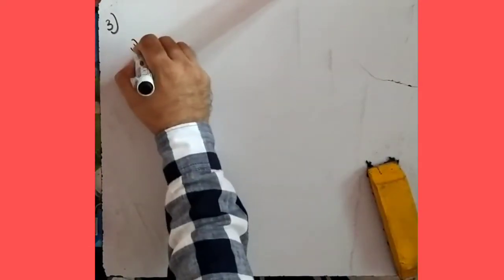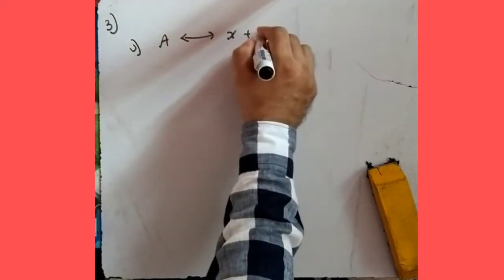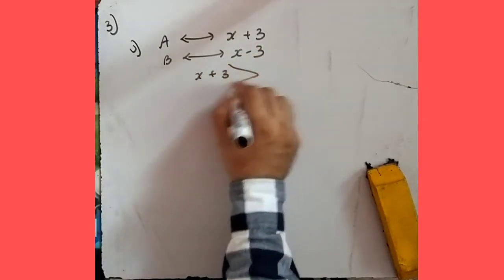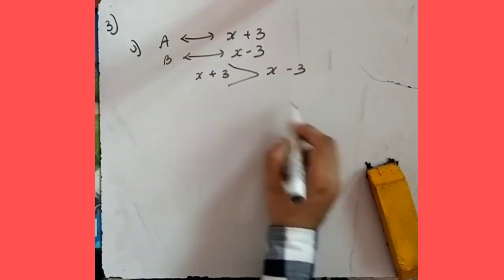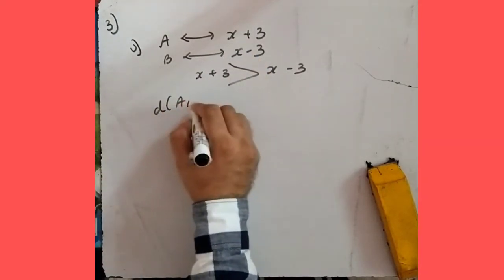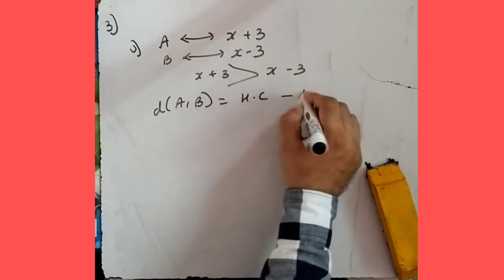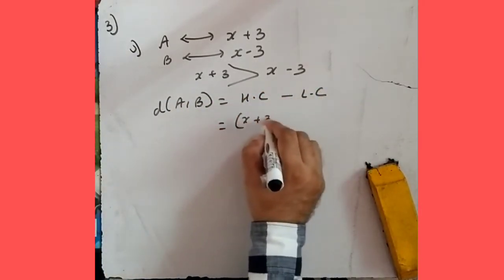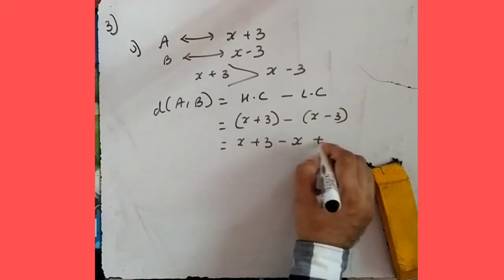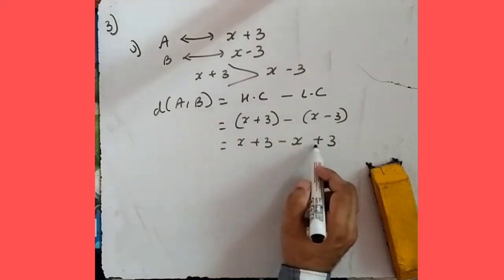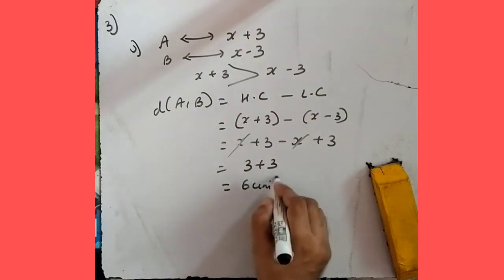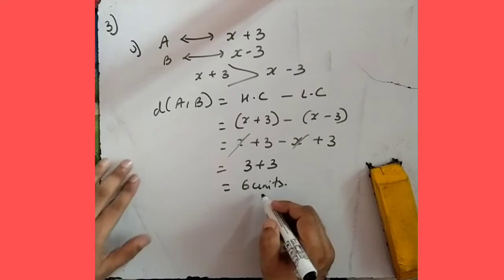In the fifth sum, A coordinate is x plus 3, B coordinate is x minus 3. X plus 3 is greater than x minus 3. Therefore, distance AB is to be found out by using the same formula, higher coordinate minus lower coordinate, x plus 3 minus x minus 3. X plus 3 minus x plus 3, sign will change, minus minus will become plus. X will cancel, 3 plus 3 will become 6 units.